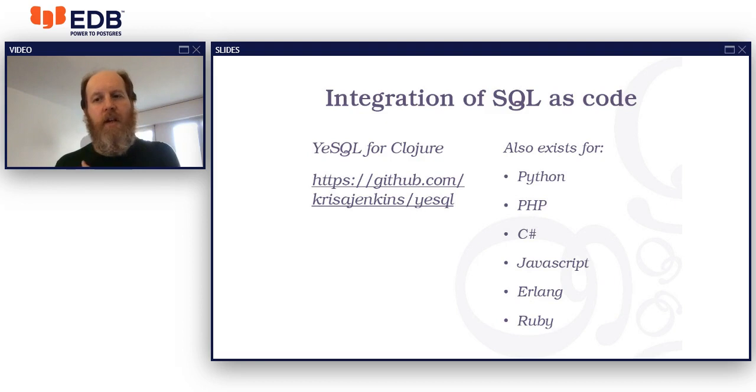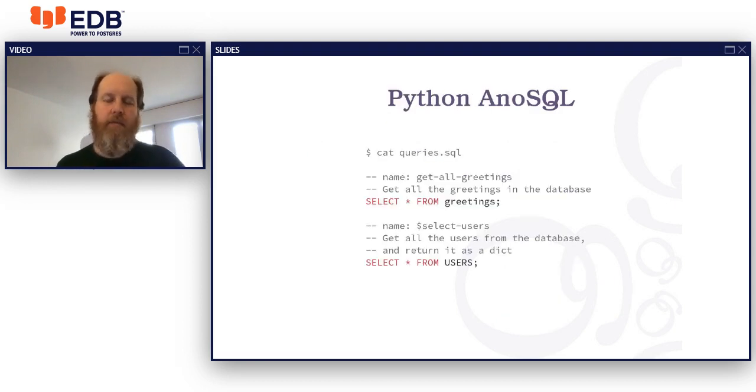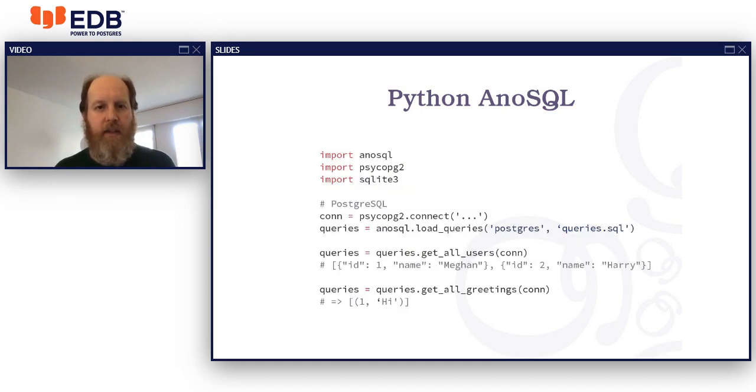To integrate SQL in code, let's have a look at a nice solution that exists for Python and exists also for many other languages. This example is in Python. So we have a SQL file here with comments around the queries. And then you integrate this file here with the load queries function of the library. And then all the queries, they're given a name, which you can use as a method name or a function call name in your programming language.